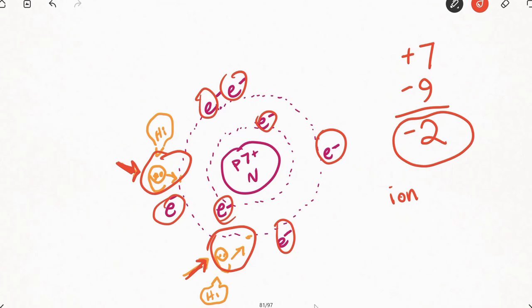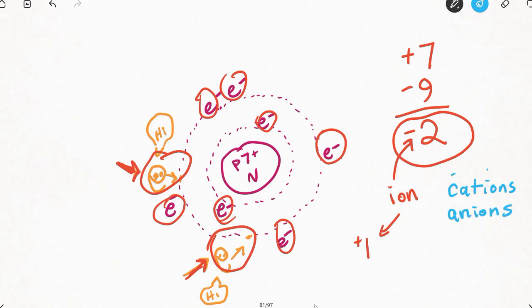An ion can be like this, a -2, or an ion can be like our previous example when it had a positive 1 charge. An ion just means that it has a charge, that it's not 0. That's all an ion means. Now, there are 2 different types of ions: cations and anions.